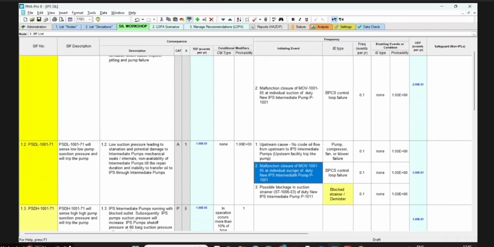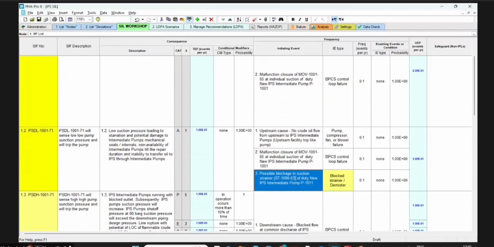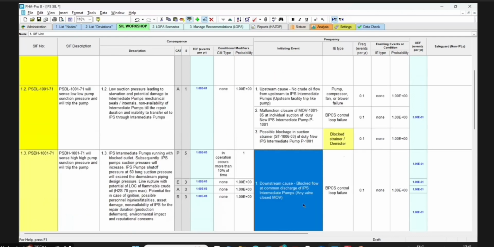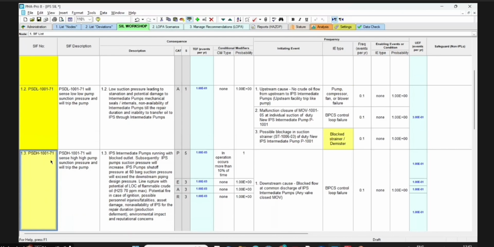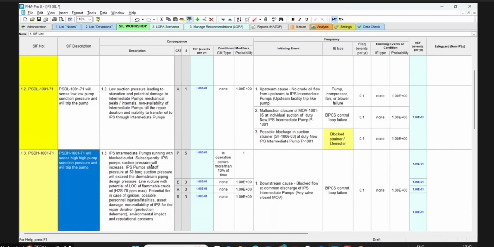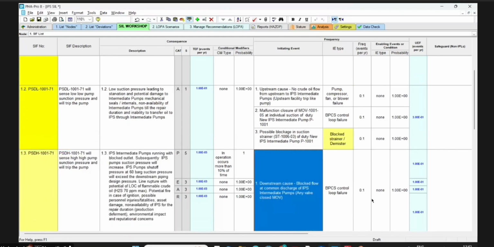This is correct. 1001. Pump strainer. What is pump strainer number? Strainer 1006-03. Correct. Pump number is this one. 01. Correct. So this is also correct. This is also correct. This is correct.